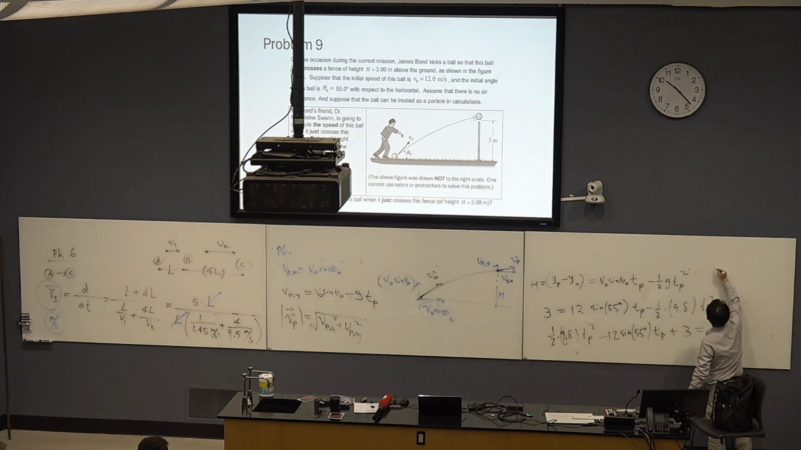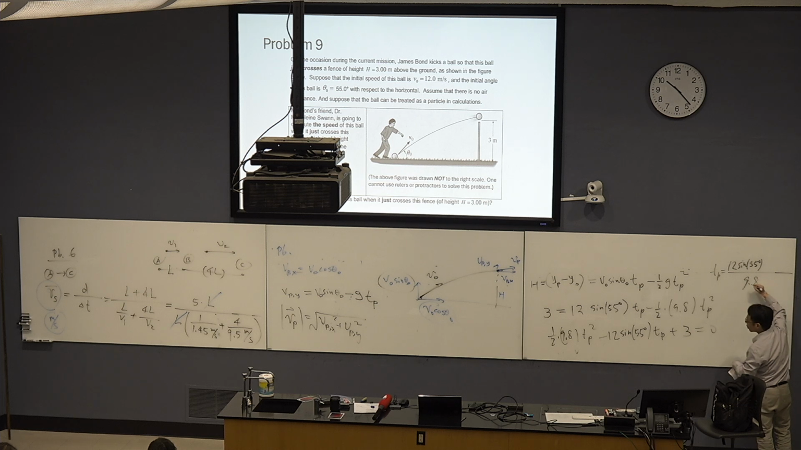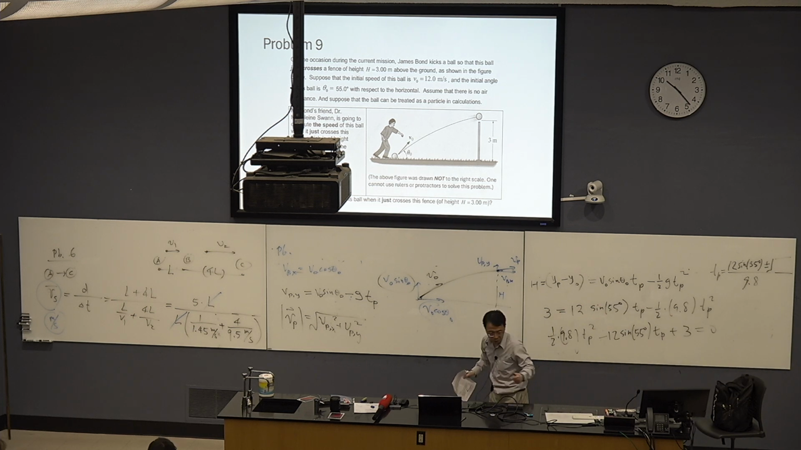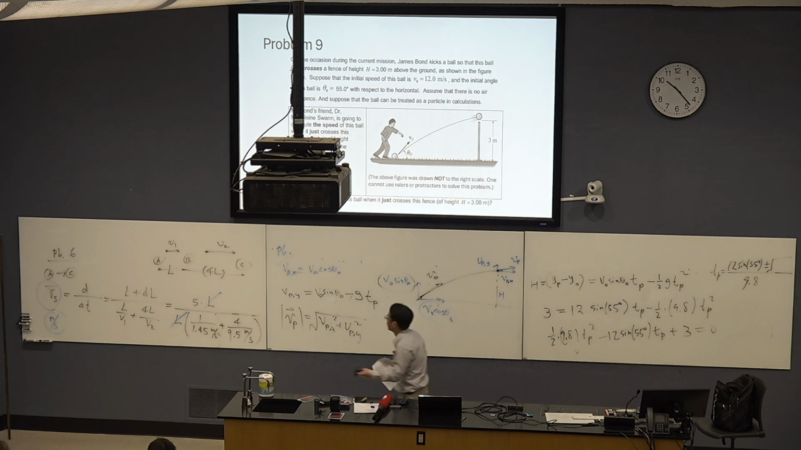So TP will be equal to, 2a will just give you 9.8 here. And then negative b is the 12 sine 55 degrees. Then you can say plus or minus the square root of b squared minus 4ac. Yeah, I don't have enough space here. Let's do it here.